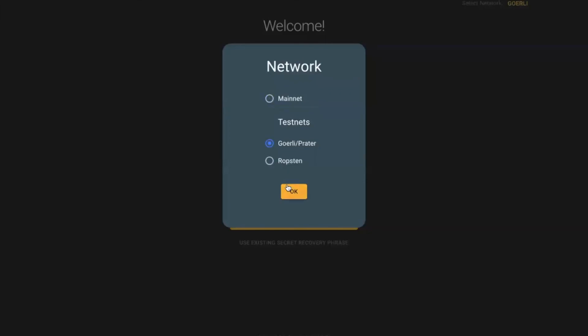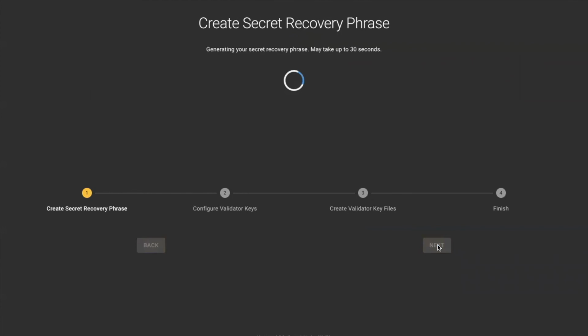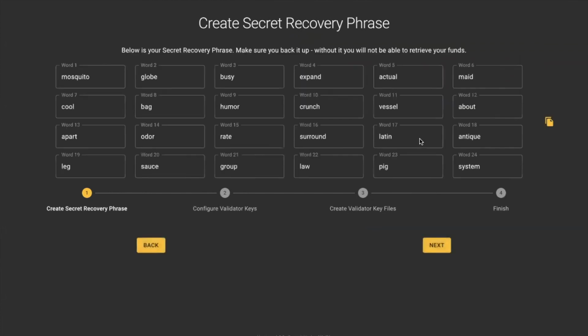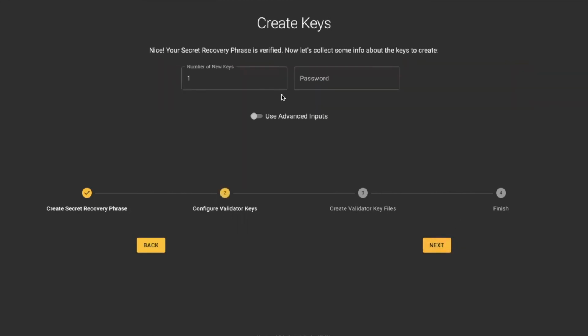Change it to Goerli. Okay, create. Oh, I have the secret key. Please, anyone, if you want to take it, you can. Since this is just a test here, I won't be using it for any purpose. Check, and password.